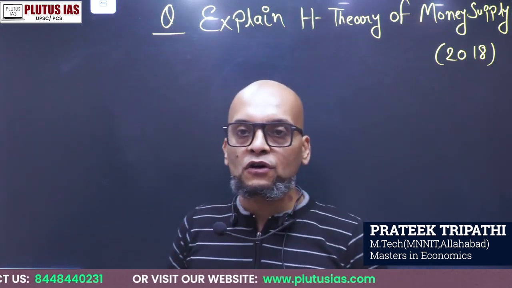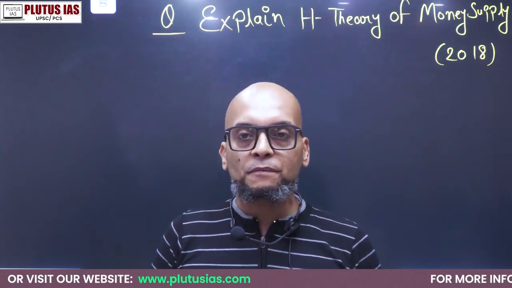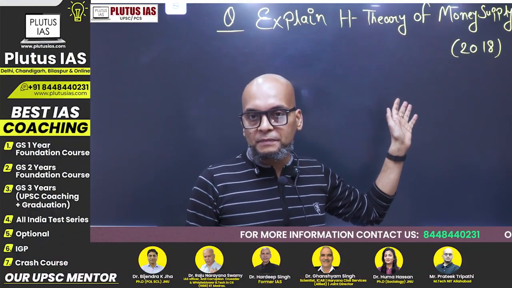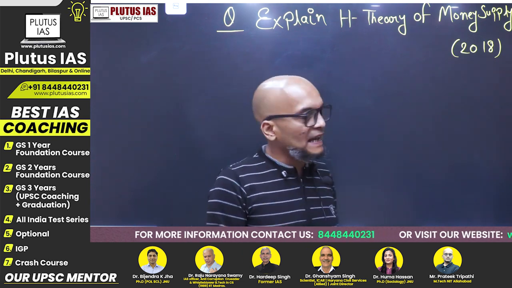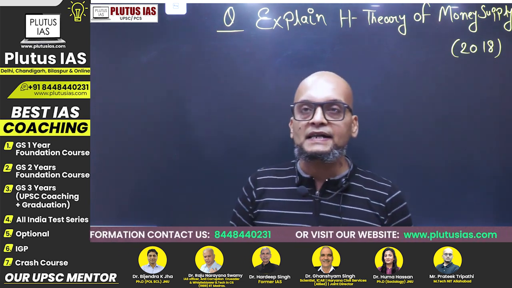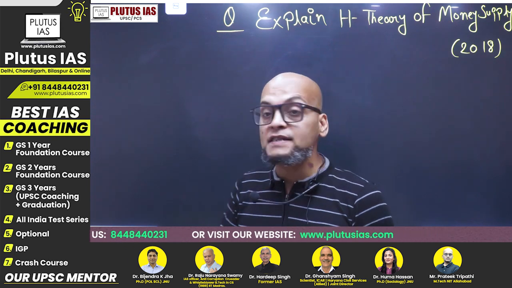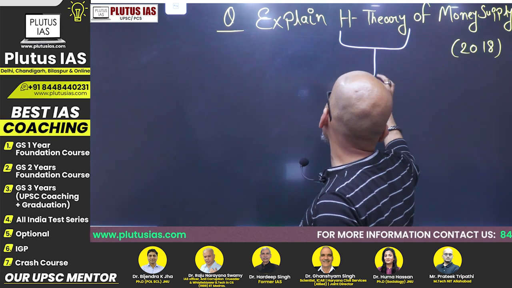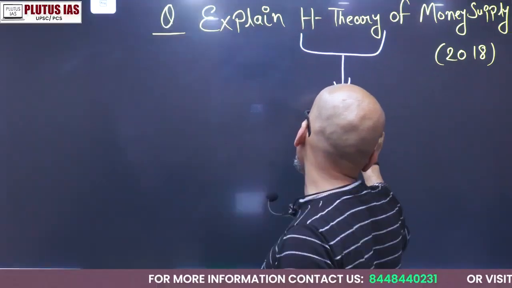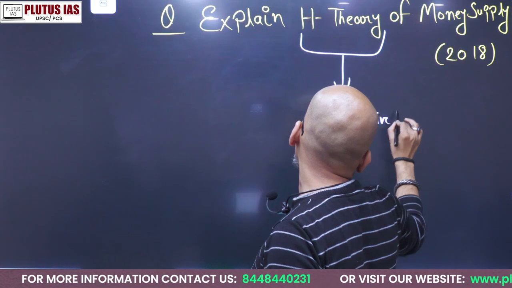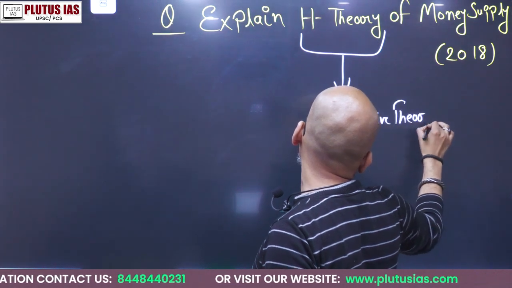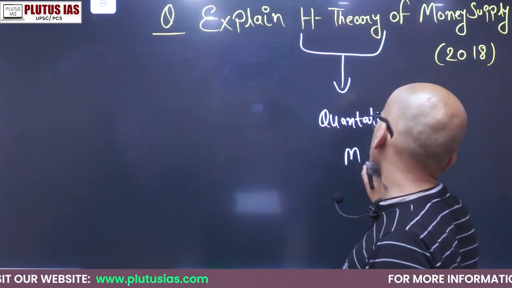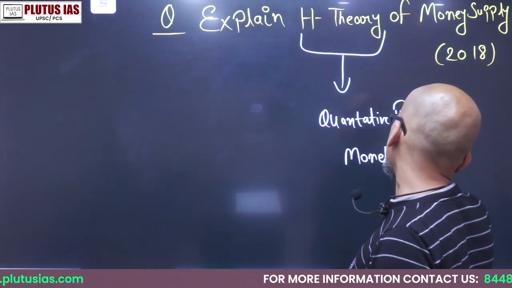Guys, today we are going to solve a past year question of economics optional, and this question has actually come 2 or 3 times in our optional paper. The question is: explain H theory of money supply. So guys, H theory, also known as quantitative theory. This H theory is also referred to as quantitative theory of money supply, or monetarist theory.